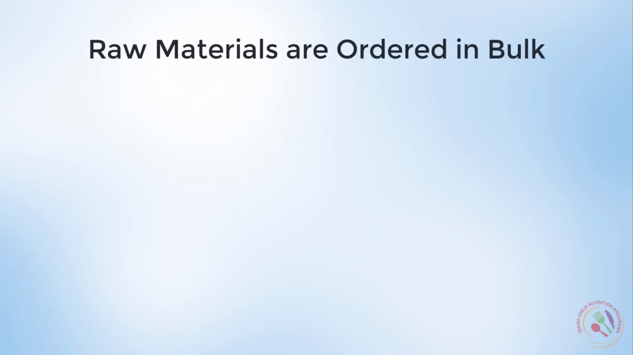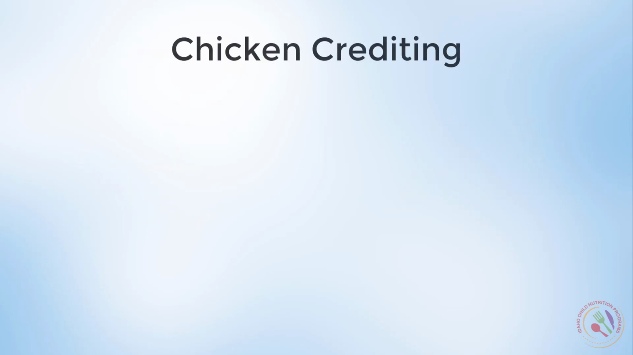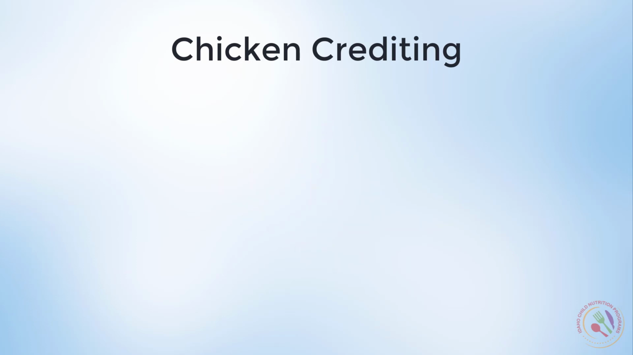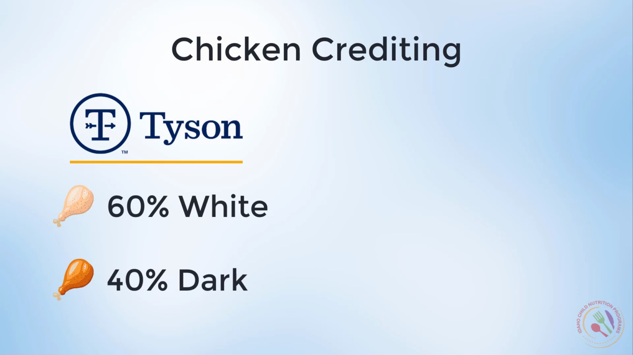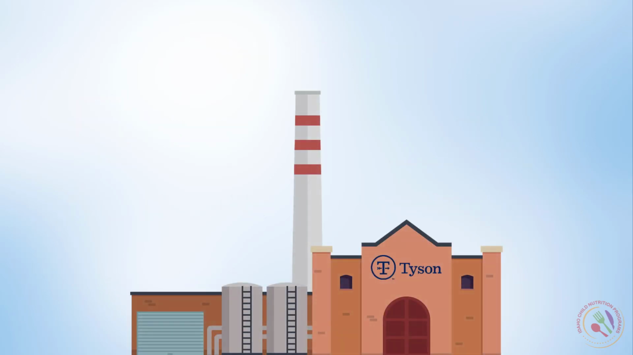Raw materials requisitioned in WebSCM are ordered in bulk. Therefore, all chicken sent to a processor will consist of both dark and white meat. The naturally occurring proportion of a chicken may be distributed differently depending on the processor. For example, Tyson credits the chicken at 60% white and 40% dark, while other manufacturers credit the chicken at 50% white and 50% dark. Each further processed product requires differing amounts of white, dark, or both white and dark meat to produce cases of product.